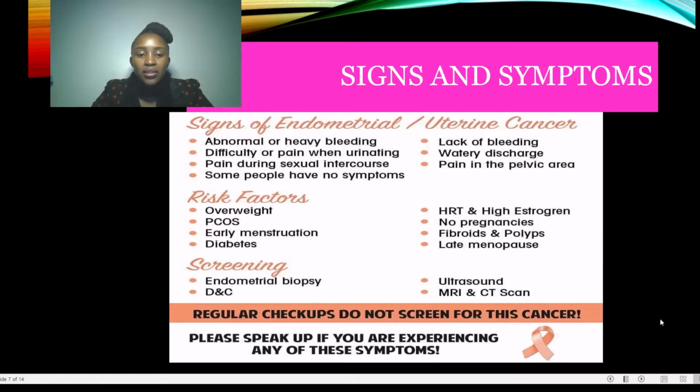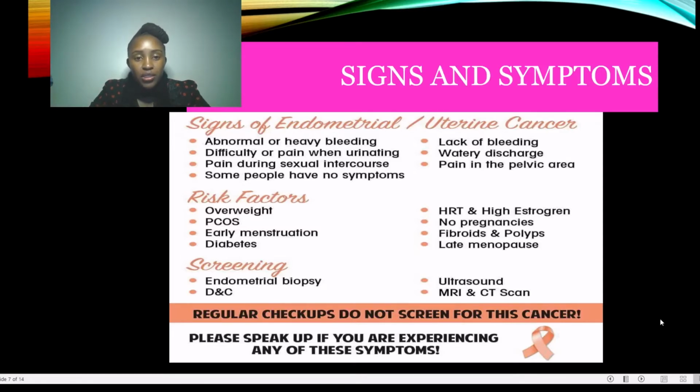Risk factors include being overweight, having polycystic ovarian syndrome, early menarche or early menstruation, and that is below 12 years of age, and diabetes, high estrogen levels, having no children, meaning you have never had a pregnancy in your life, the presence of fibroids and polyps, and late menopause. If your menopause comes above 52 years, that is considered late, and if menarche is below 12 years, that is considered way early. So if you have had such, then you need to get screened for the same. Screening includes endometrial biopsy, dilatation and curettage, ultrasound, MRI, and CT scans. Regular checkups do not screen for this cancer, and therefore you have to speak up if you're experiencing any of these symptoms listed here.